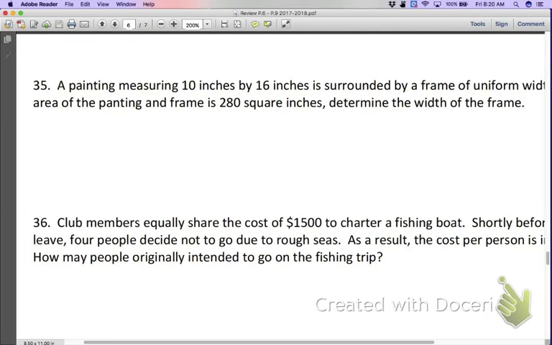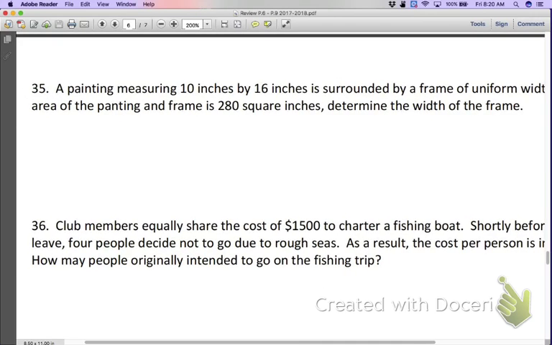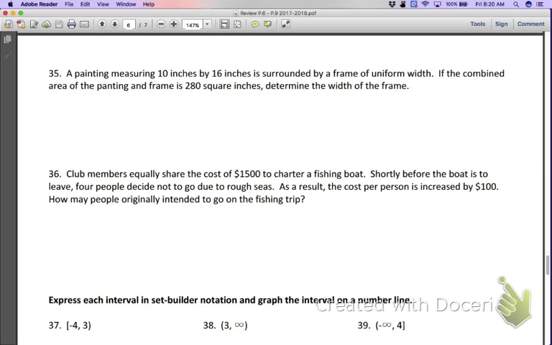Okay, so on 35 it says a painting measuring 10 by 16 is surrounded by a frame of uniform width. If the combined area of the painting and the frame is 280 square inches, determine the width of the frame. So we have a 10 by 16 picture.